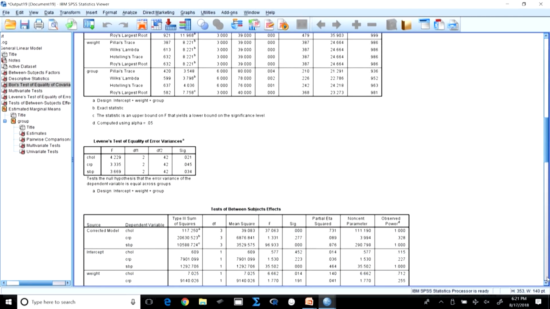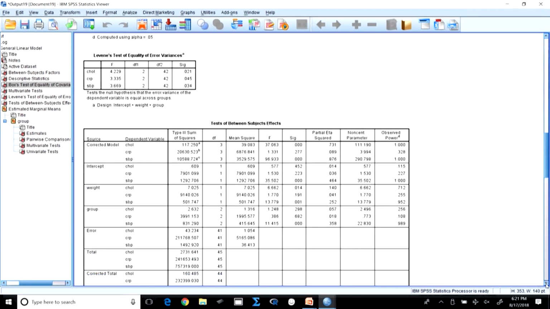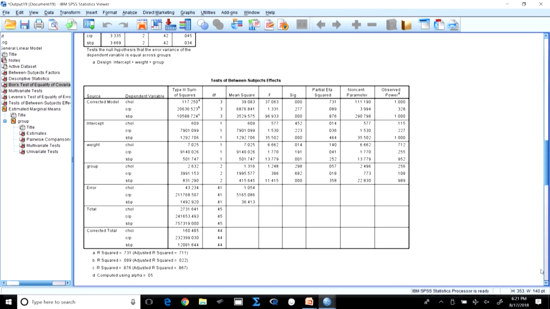So, this is Levene's test. None of them are coming significant, but actually for a MANCOVA or an ANCOVA test, Levene's test should be above 0.05, or above your significance level, which is not coming here. Now, coming to the test of between subject effects.